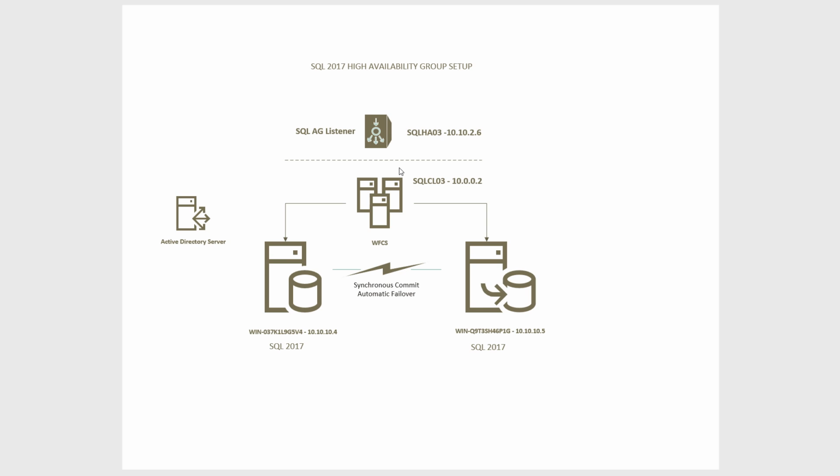Hi, in this video we'll look at how to set up a SQL Server High Availability Group in SQL 2017. This visual diagram illustrates the different elements involved in this setup. We're going to be building a two-node high availability group Windows SQL Server setup.